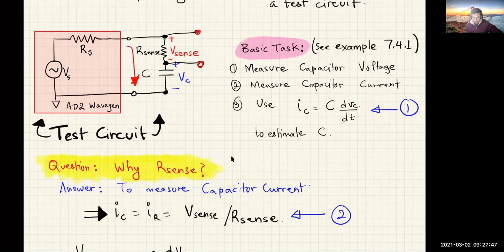So basically, mathematically, what I'm saying is IC, the current through the capacitor, equals the current through the resistor because they're in series. But IR, you can get from Ohm's law using V sense over R sense, right? So this is what I mean by a calibrated circuit: you know the value of R sense, so you know everything about the circuit except for the capacitance.